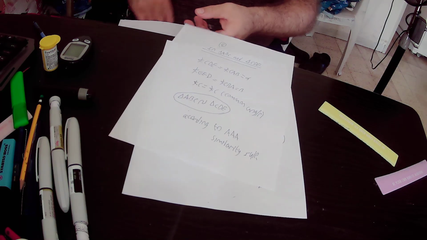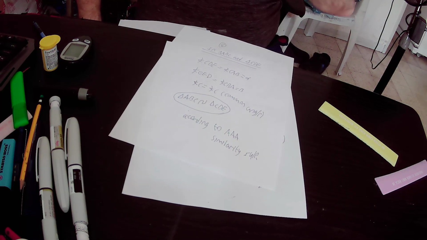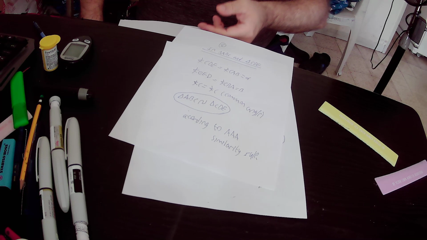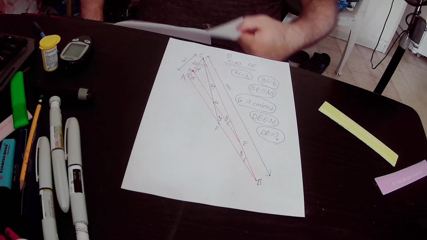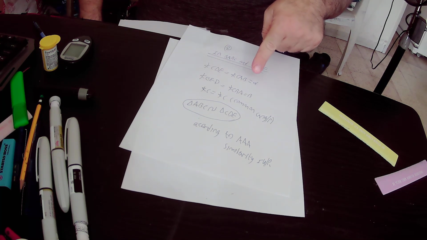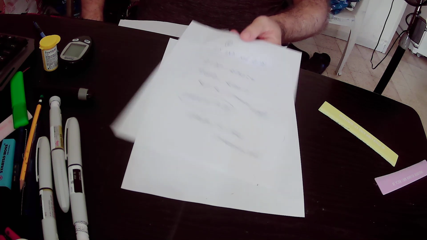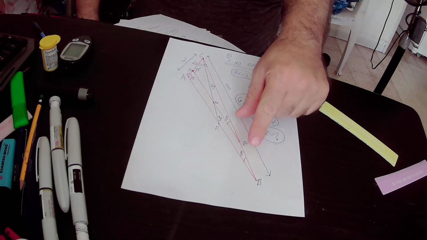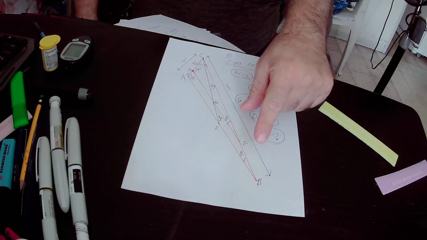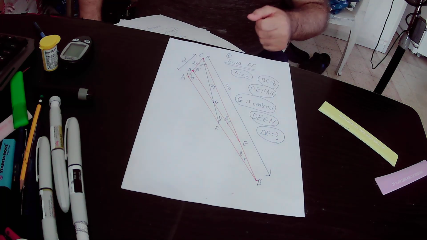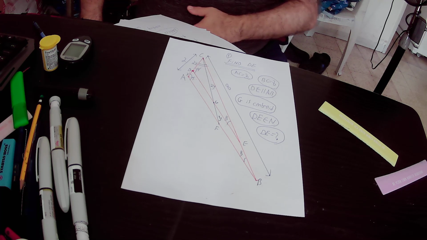Angle CDE equals angle CAB equals alpha. And we also know that angle CED equals angle CBA equals beta. Those two angles are also equal to each other and both are equal to beta. Okay?